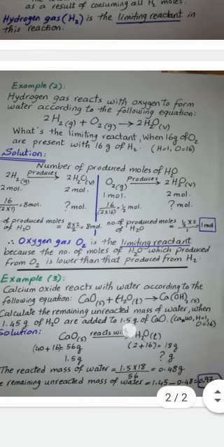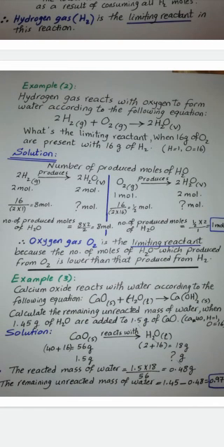In example number 3, calcium oxide and water are reactants. By using the atomic masses of calcium, hydrogen and oxygen, we will calculate the molar masses of calcium oxide and water. And to calculate the remaining unreacted mass of water, we must follow 2 steps.